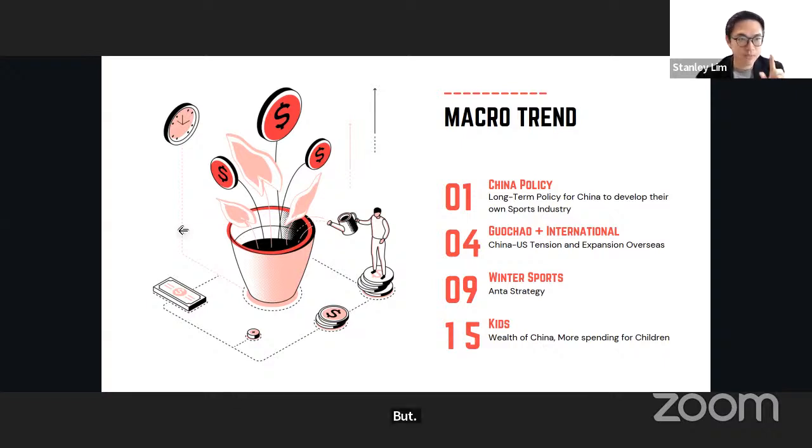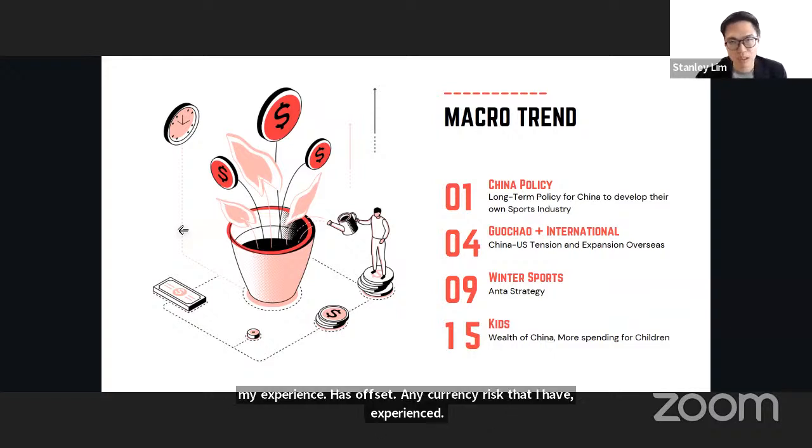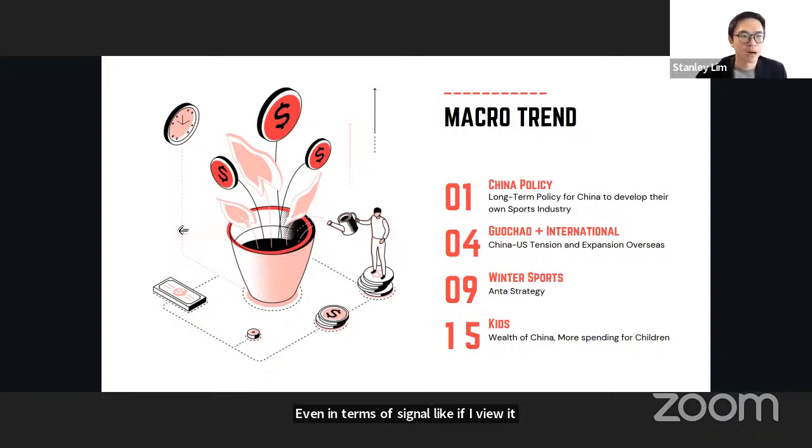But generally, I think that especially if we are investing in great companies at a reasonable price, the growth rate of these great companies, at least in my experience, has offset any currency risk that I have experienced. Even in terms of Sing dollar, if I view it in Sing dollar versus my stocks in the US, because the key thing is it's almost impossible to find this kind of high quality, high growth company in Singapore anyway, right? Maybe except iFAST, I guess, over the past decade. But yeah, it's very, very hard to find that.